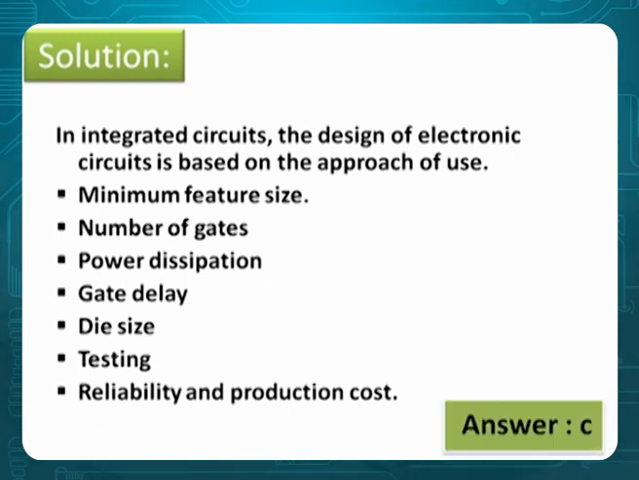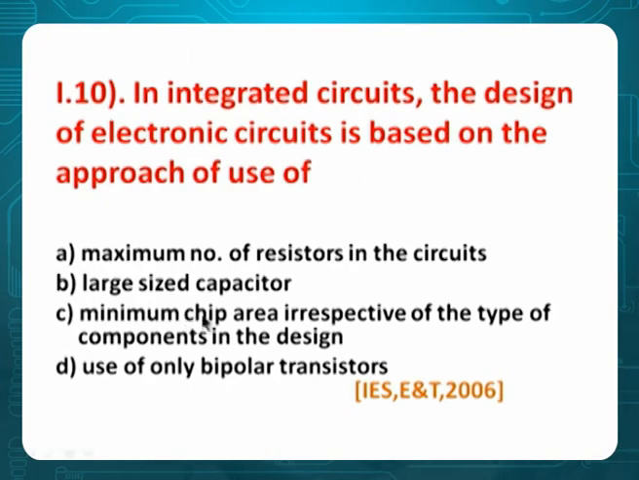So therefore the option is C. What is option C there? Minimum chip size area irrespective of the type of component. So minimum chip size area is the answer. This question was asked in IES 2006 and the option is C.